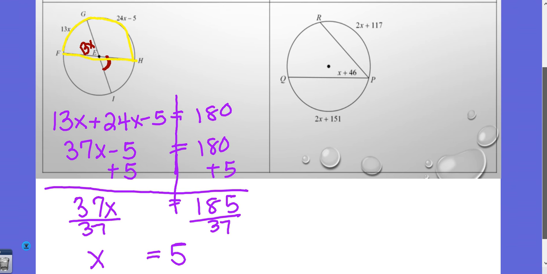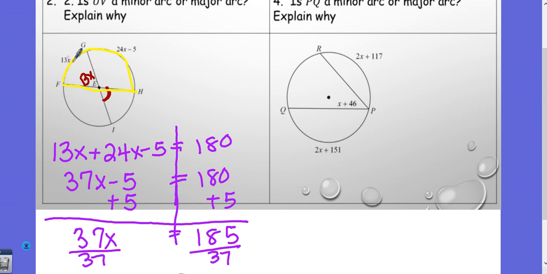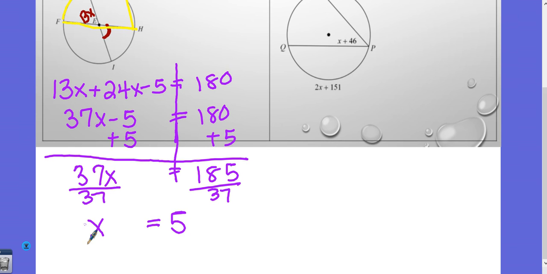Now we found x, and we've already said 13x, and this is called its central angle. So this is the central angle, the angle and the arc are equal, and I know that this angle equals that angle by vertical angles. So to get that angle, all I have to do is say 13 times 5, and that should equal 65. And we're finished. So that angle is 65 right here. All right, let's keep going.